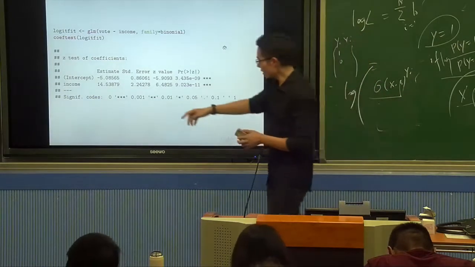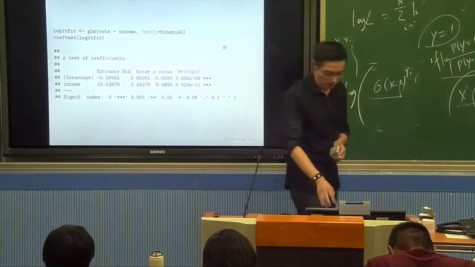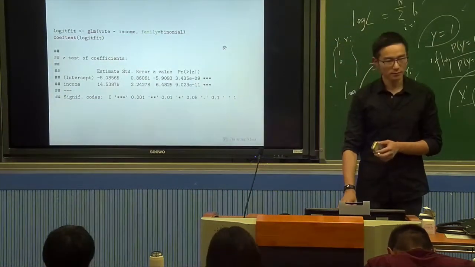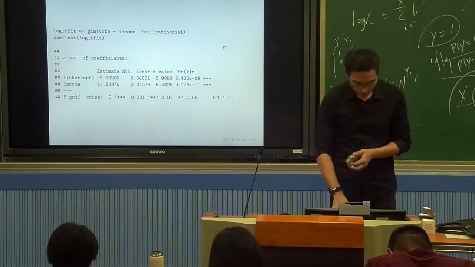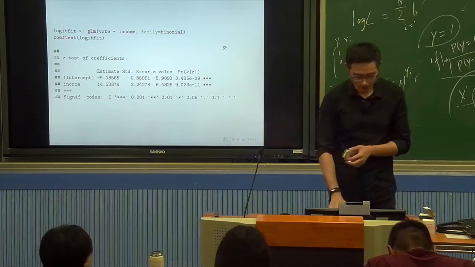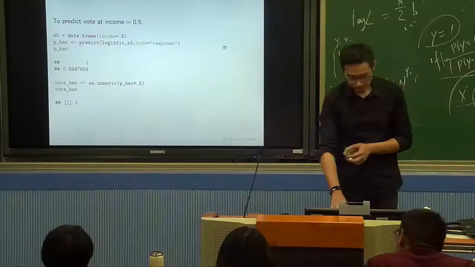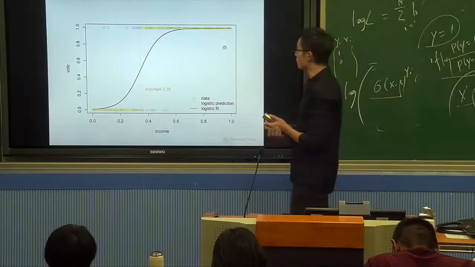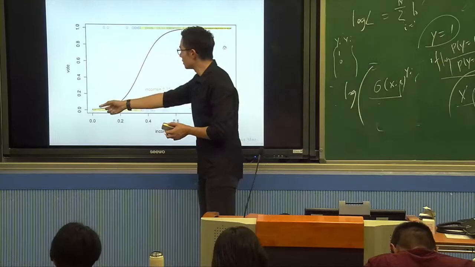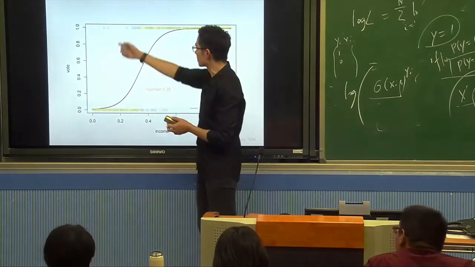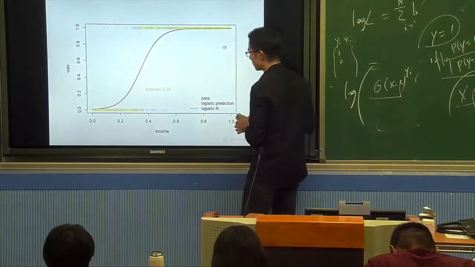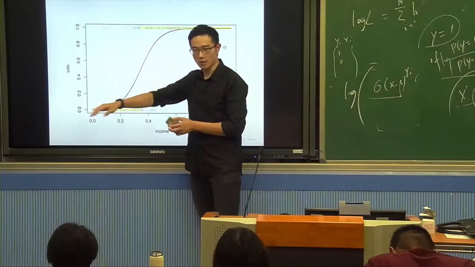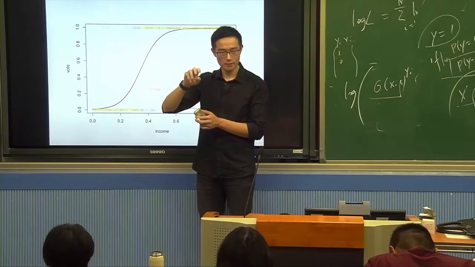If you look at this coefficient, it is actually much larger than the linear regression one. But it doesn't mean that this model has a larger effect. It's just that they're different models. And this is what the prediction looks like. Again, the blue one is the original data set. And now our red curve is our estimated probability of logistic regression.